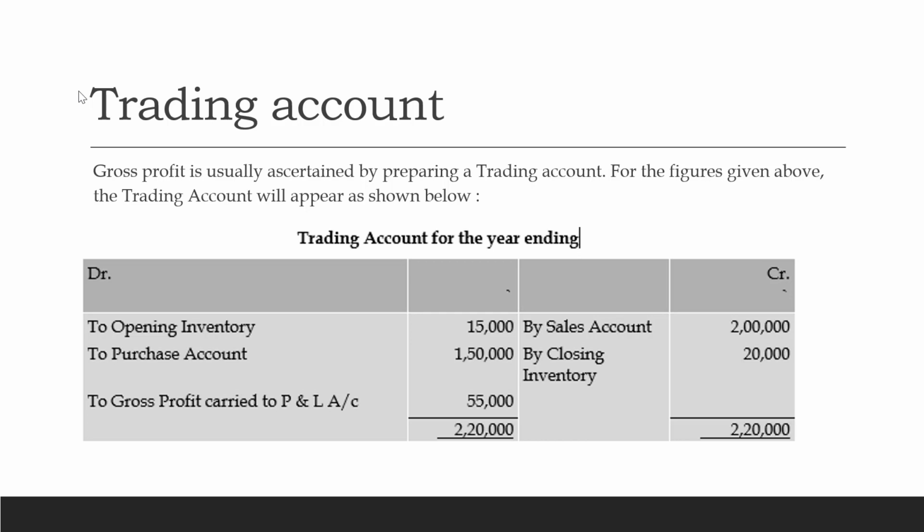It is in a T-shaped format, where you will have a debit side and a credit side. On the debit side, the opening inventory will come, purchases will come. On the credit side, you will have sales and the closing inventory, and ultimately gross profit will be calculated, which will be carried forward to your profit and loss account because you are incurring some more expenses thereafter, to find your net profit. So today we are just going to focus on that.